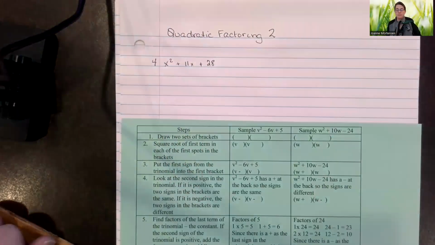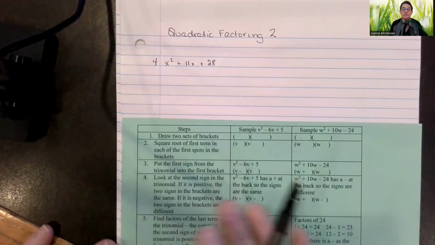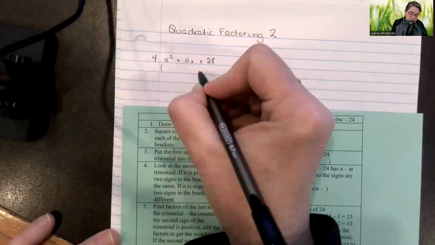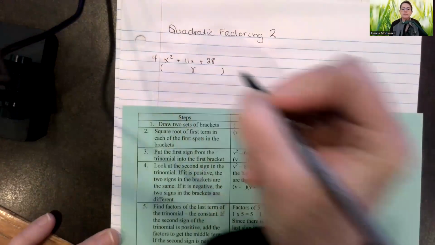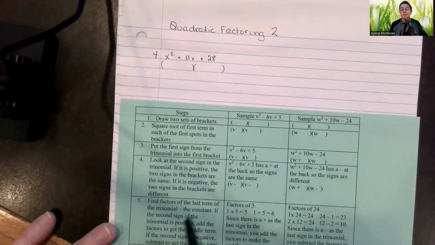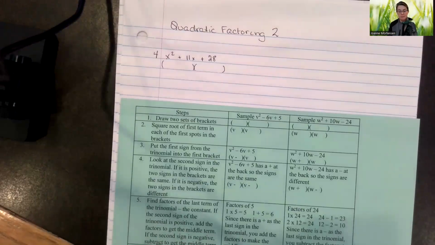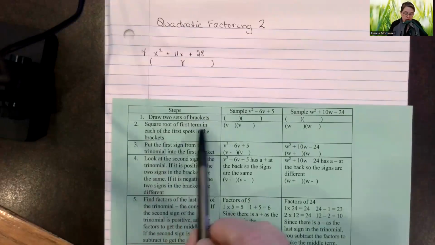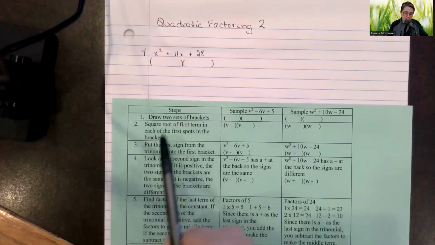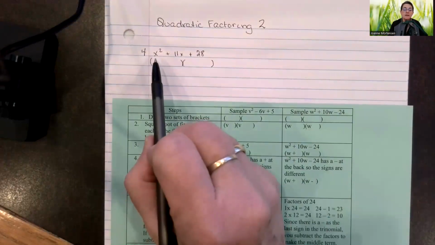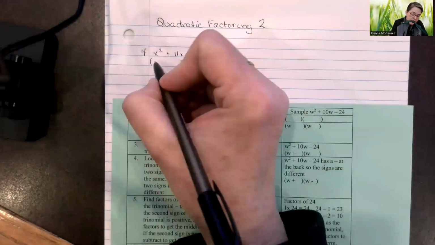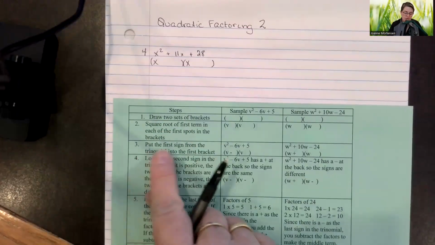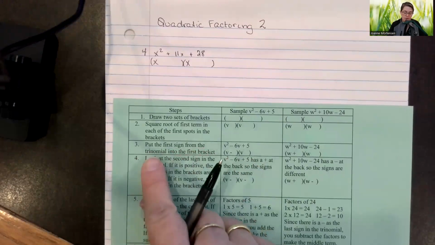Now I'm really going to follow my rules. Step 1, draw 2 sets of brackets. Then, square root of the first term in each of the first spots in the brackets. In other words, how do I get x squared? Well, that came from x and x. Done. Put the first sign from the trinomial, or the quadratic, into the first bracket.